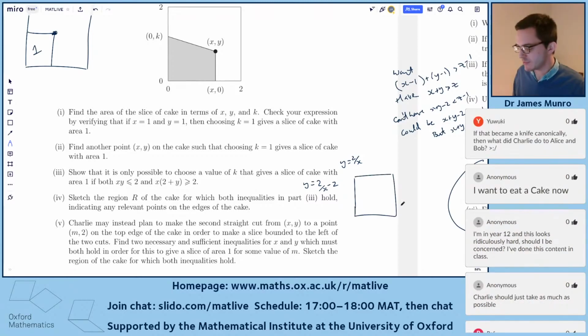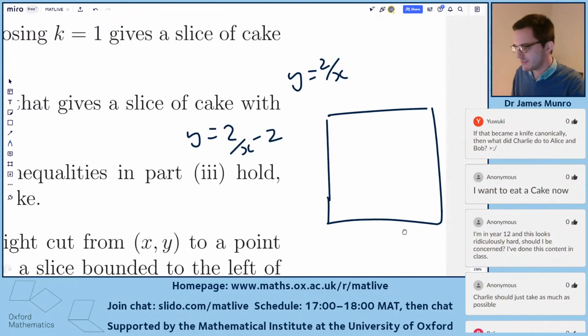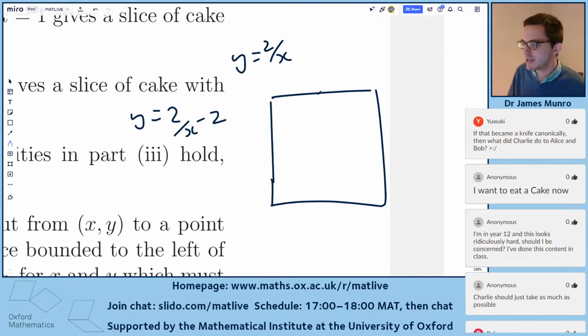I'm going to do that tiny for some reason. Power of technology, we can zoom in. 2 over x looks like this. Oh, no, it doesn't. 2 over x looks like this. It comes down to when x is 2, this is 1. When x is 1, this is 2. So that's where that line meets the edge of the cake.